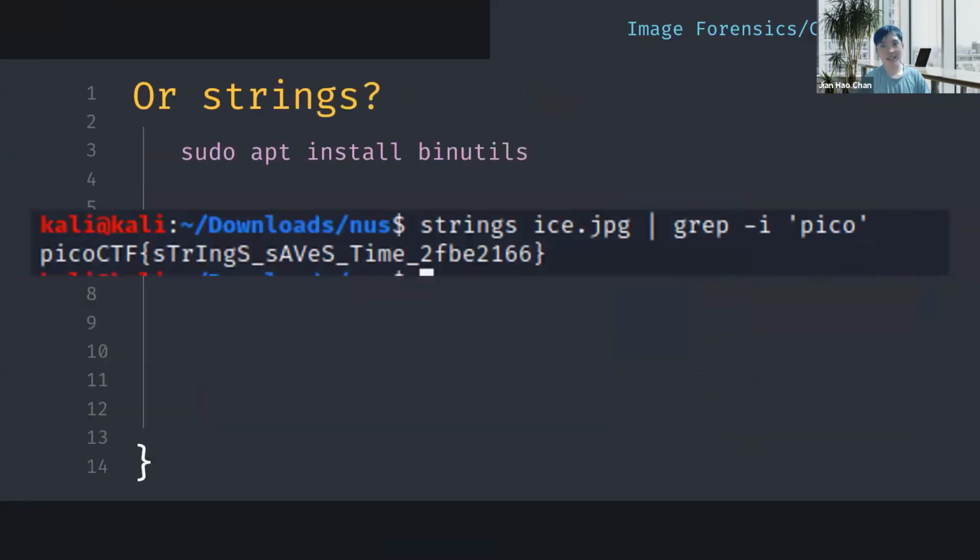And besides binwalk, another common approach would be to use strings. It's a rather useful utility in many CTF categories, as it allows us to get human readable strings from binaries, which might give us some hint or clue about how to solve it. And in this case, I just had to pipe the output to grep with the flag format. And since this is a challenge from Pico CTF, we just use the keyword Pico here and we would find the flag.